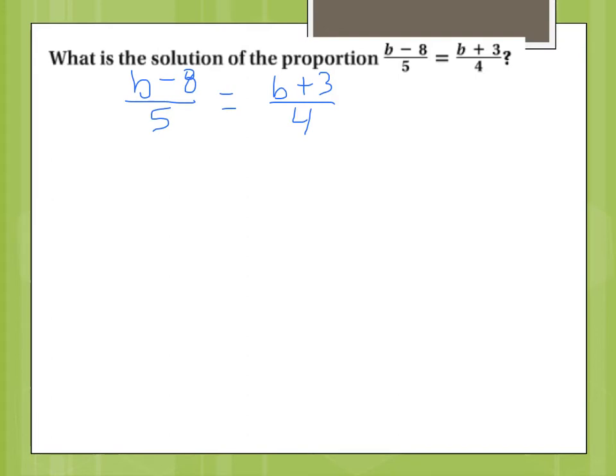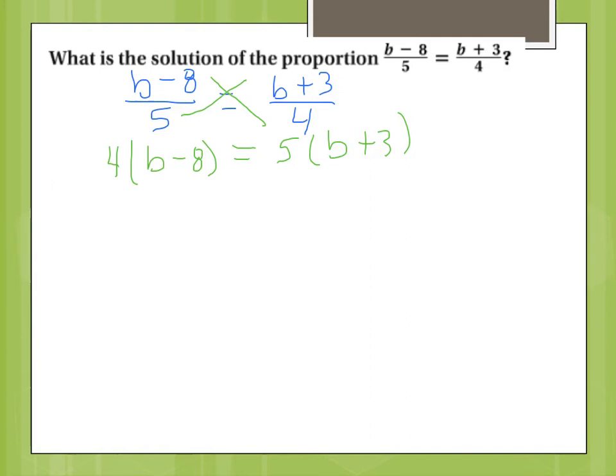Whenever you have fraction equal fraction, you always cross multiply. But the key is how you write it. So this 4 is being multiplied by the whole thing, b minus 8. So I have to make sure to put that in parentheses. And this 5 is being multiplied by the whole thing, b plus 3. And now these are problems that we've already seen before.